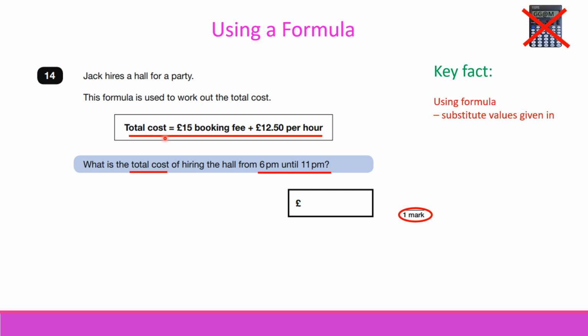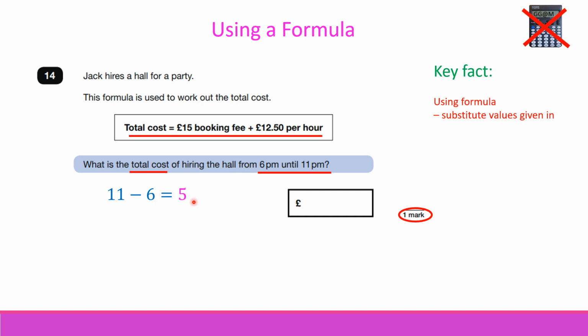Fantastic work, guys. Well done. So we're going to look at the time. So the party is from 6 p.m. till 11 p.m, which means the total time of the party is going to be 11, take away 6, which is 5 hours. So this party is lasting for 5 hours. So it's £12.50 for 1 hour. So we've got to work out the cost for 5 hours. So that means I've got to do £12.50 times by 5.